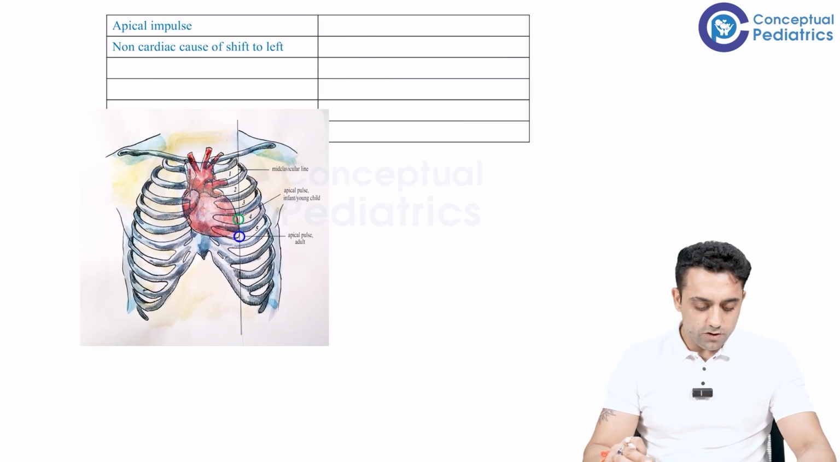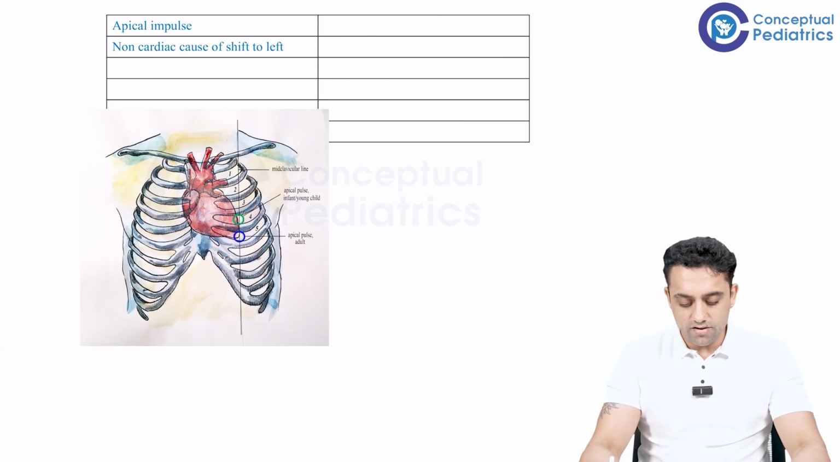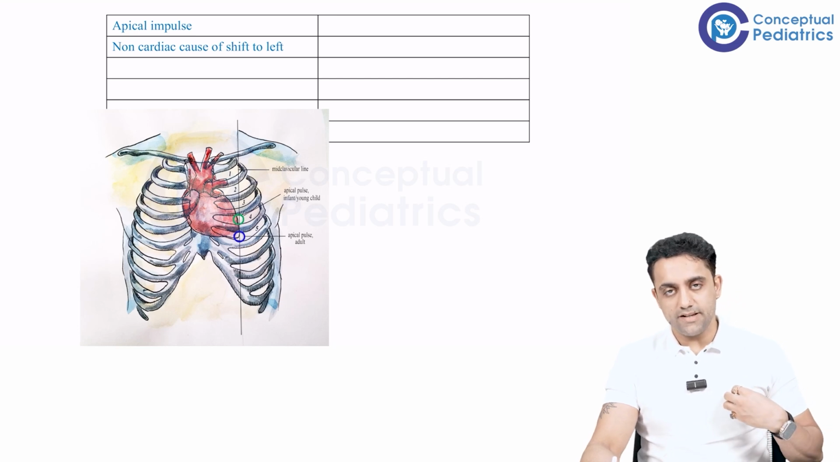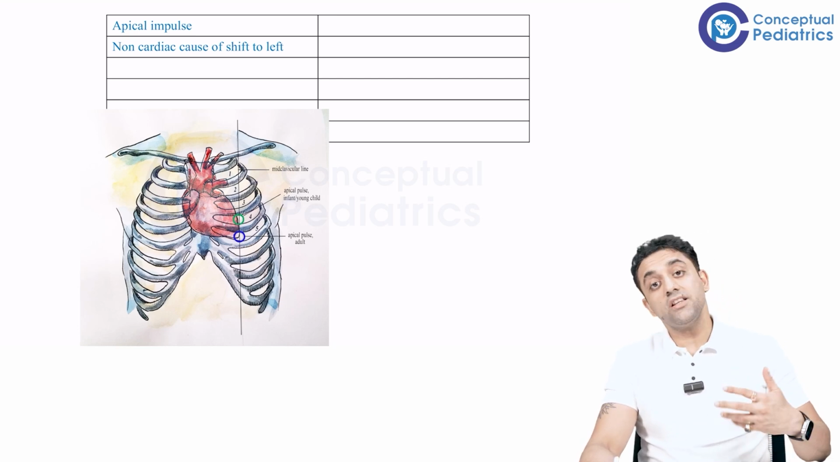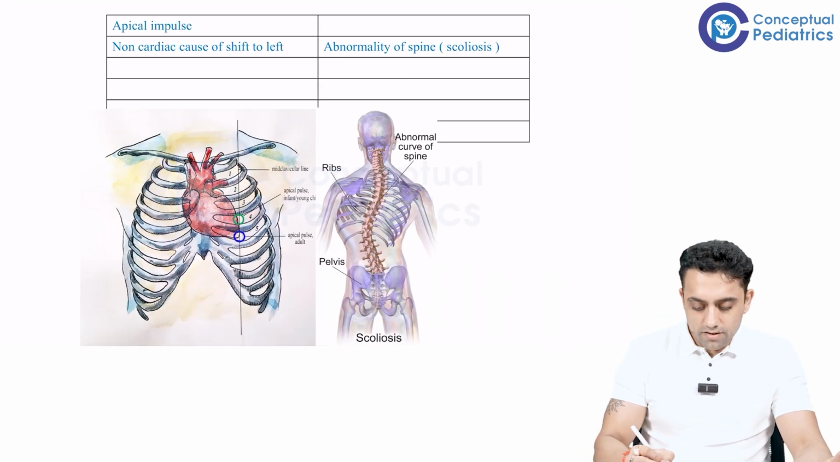Number two, very nice question. What are the non-cardiac causes of shift to left? The apical impulse has shifted to the left, but there is no cardiomegaly. What are the other causes? Very nice question. Yes, very good.